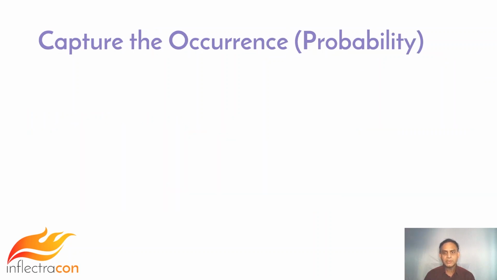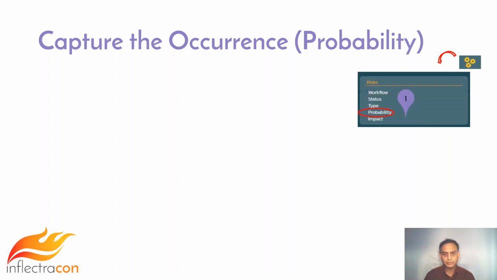By definition, risk has the probability of occurrence. The probability is one of the critical elements of the risk breakdown. To capture such probability, first access the admin panel. Then click on the probability in the risk section.